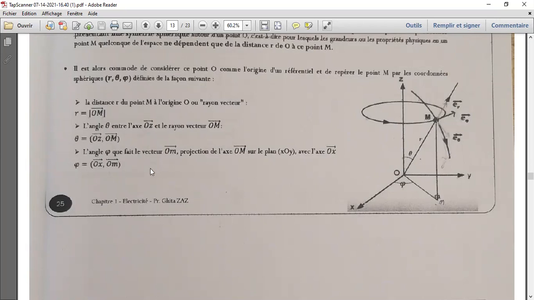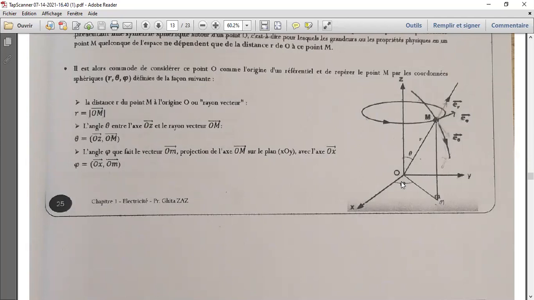So I've explained about this. And the angle phi is between OX and the small m. This is small m, not capital M. So you make it a phi. So basically, that's it about spherical. It's defined by radius, theta, and phi.